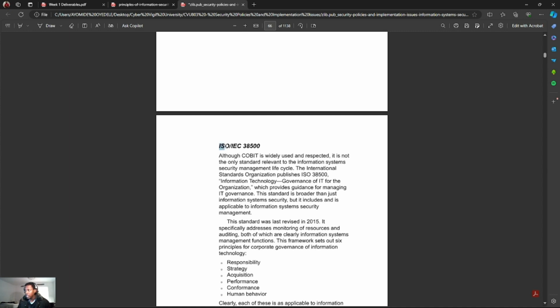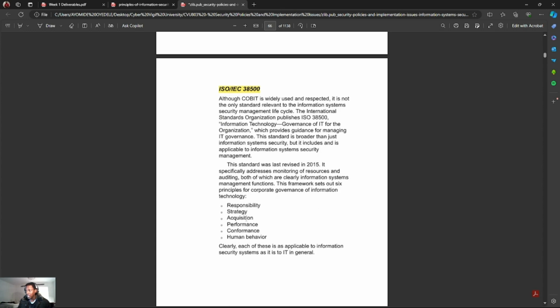For instance, we are looking at the ISO IEC 38500 right here, right? Like I said, this material is available, and it's expected that we take a look at these standards. You can see that what this standard for corporate governance of information technology stands for is responsibility, strategy, acquisition, performance, and conformance of human behavior. All these are the management functions that are expected.